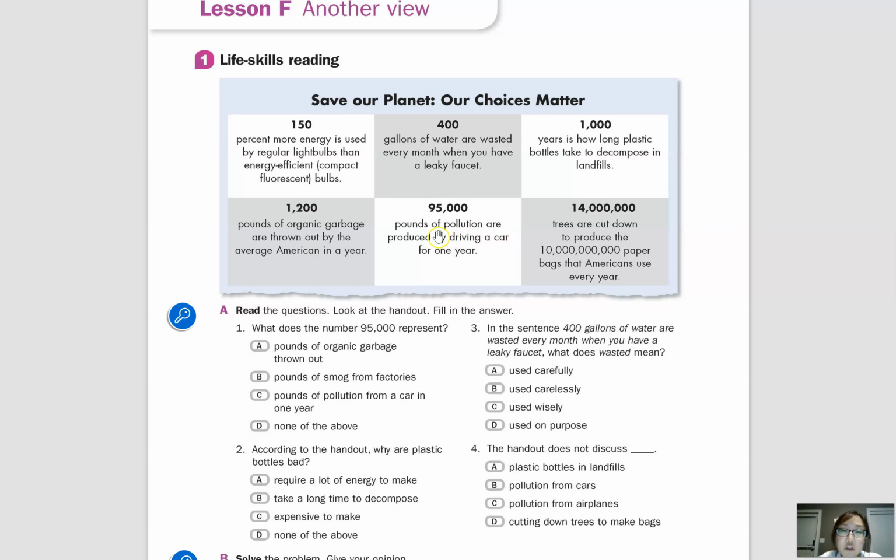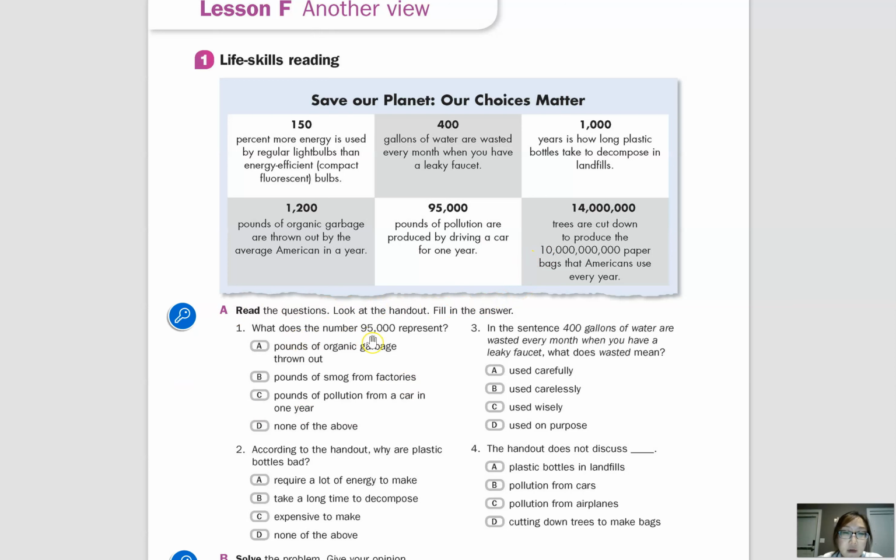Okay, and then 95,000 pounds of pollution are produced by driving a car for 1 year. And then 14 million trees are cut down to produce the 10 billion paper bags that Americans use every year. That's pretty crazy, and that's pretty shocking, actually. So, American people use 10 billion paper bags. That number is just very hard to even fathom or imagine. And 14 million trees are cut down every year. That's very sad. Okay, so we're going to go ahead and look at the questions.